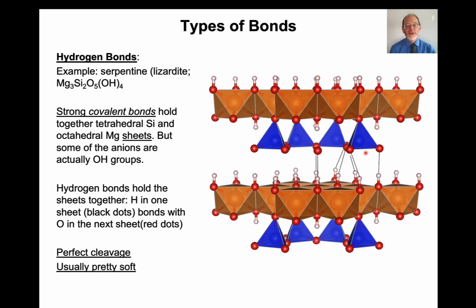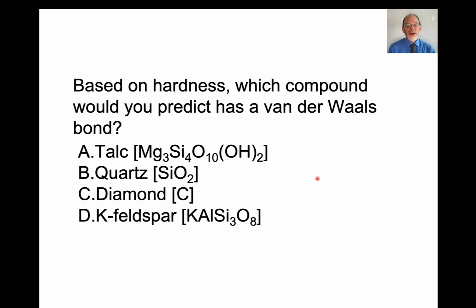This occurs in minerals like serpentine. So here's the structure of serpentine: octahedral sheet, tetrahedral sheet. These are hydrogens sticking up from the octahedral sheet. And these hydrogens interact with the oxygens in the tetrahedral sheet to hold these two sheets together. So serpentine is pretty soft, not as soft as graphite. So based on hardness, which compound would you predict has a van der Waals bond?